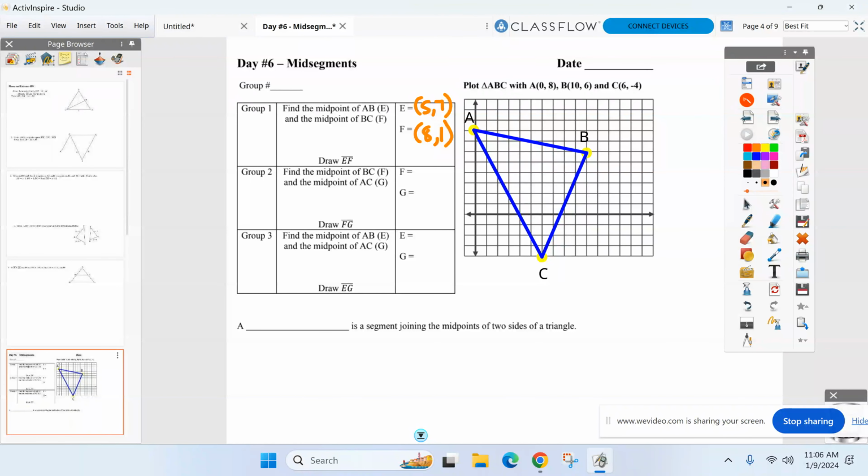Correct. Now, if you look at that triangle we just had, I don't have bases. I just have a third side it's not connected to, right? So what I'm going to write down for property number one here is it's parallel to the third side.